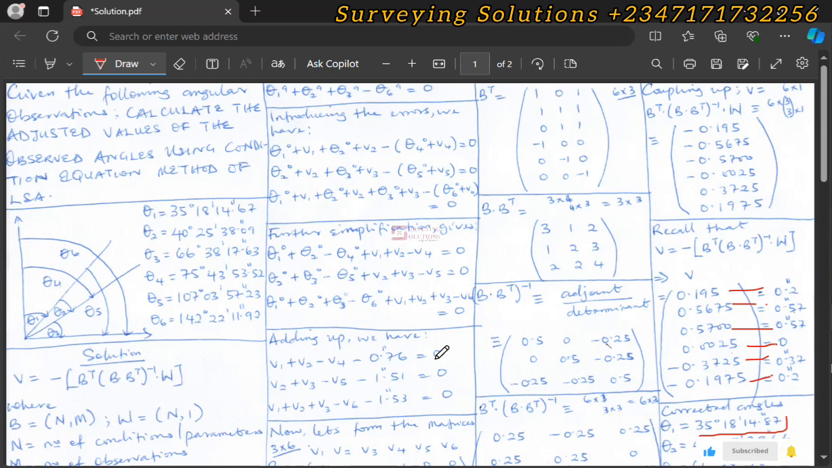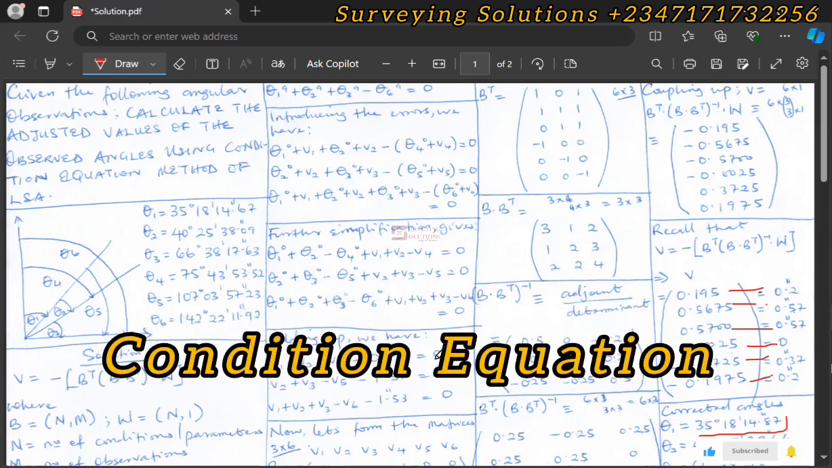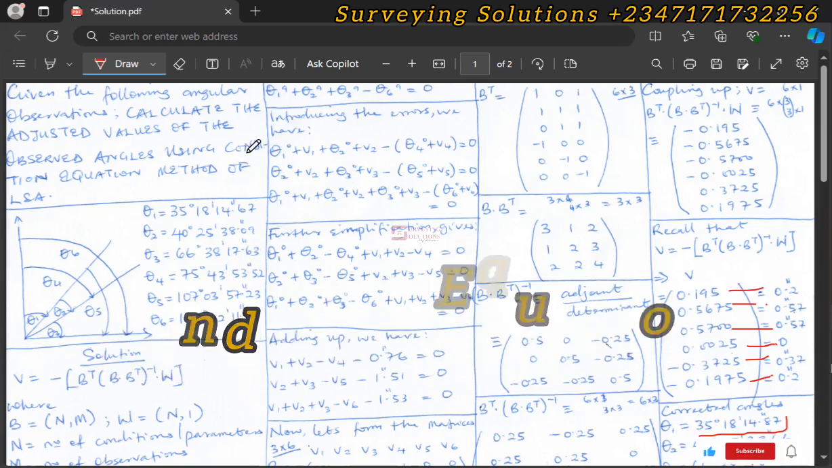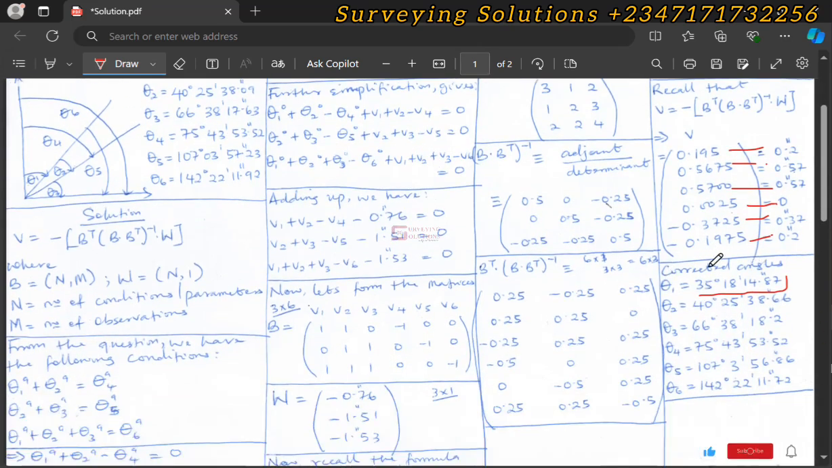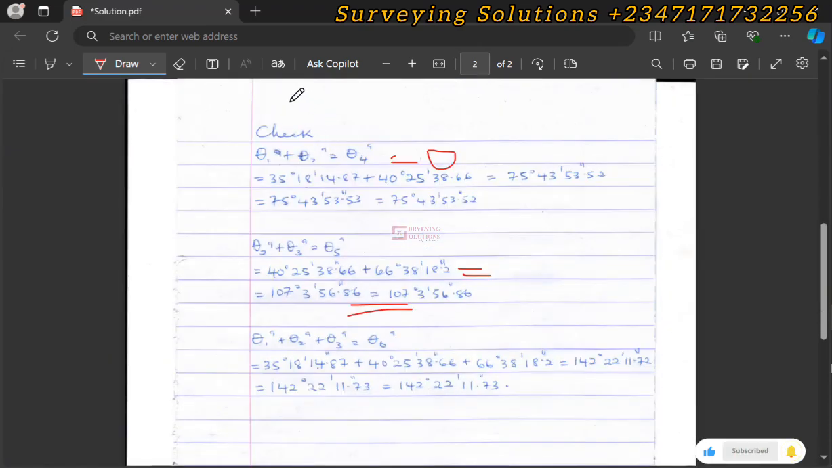So we have shown you on today's tutorial how to use the observation equation method of least square adjustment to solve a problem of angular observations, right? Good. To get the adjusted values of these observed angles, which are these values you can see here. Then we have also performed a check, which is one of the basic principles of surveying, right?